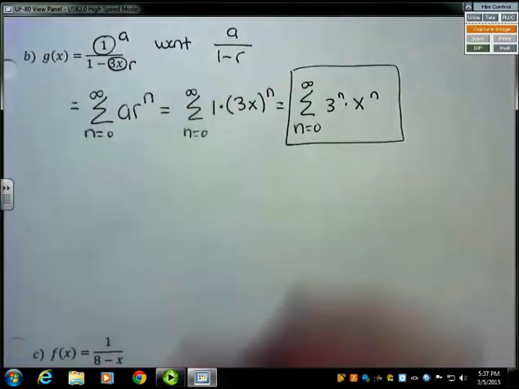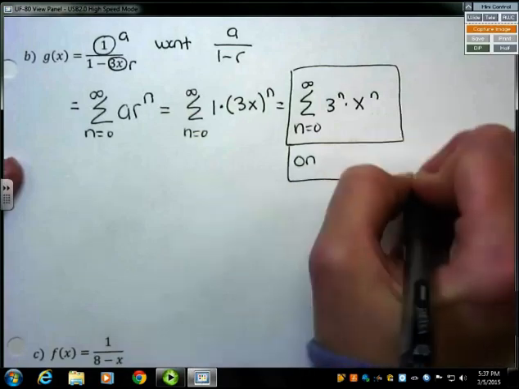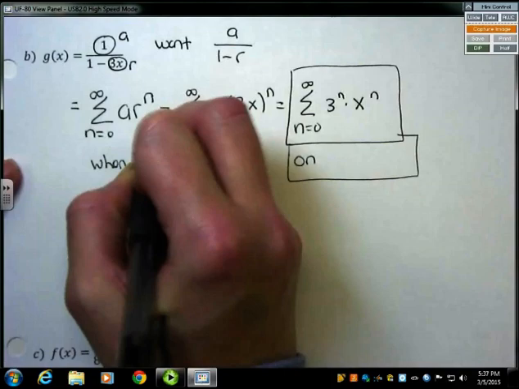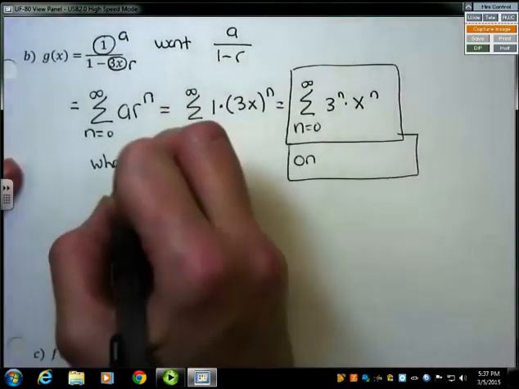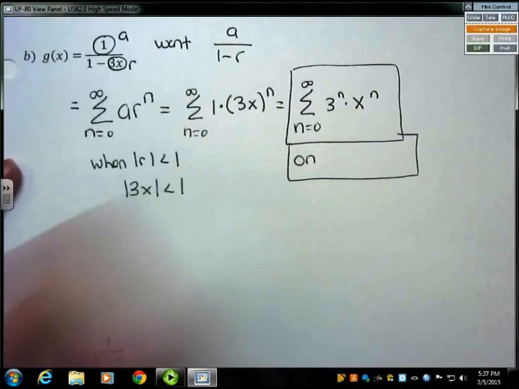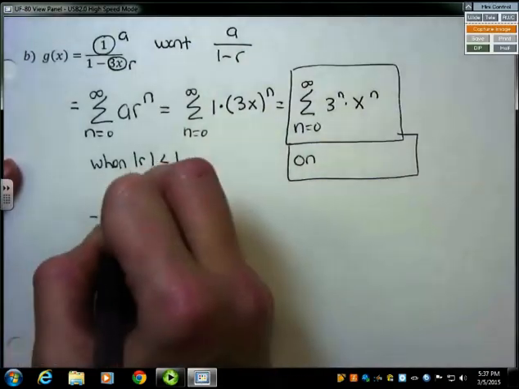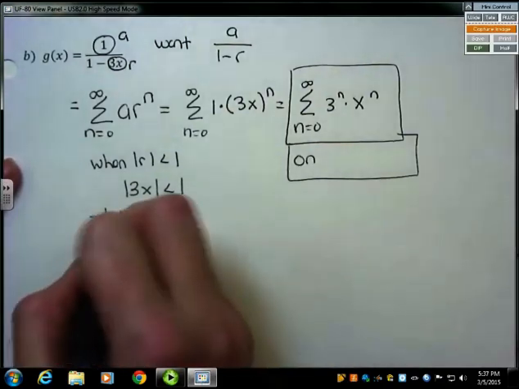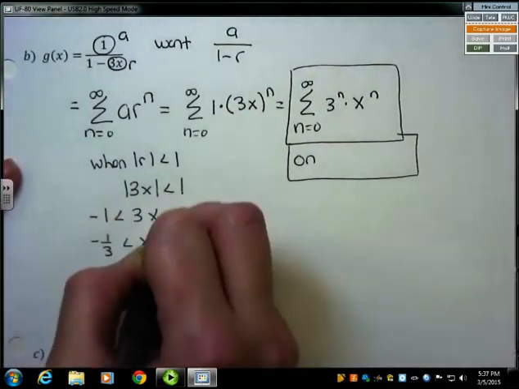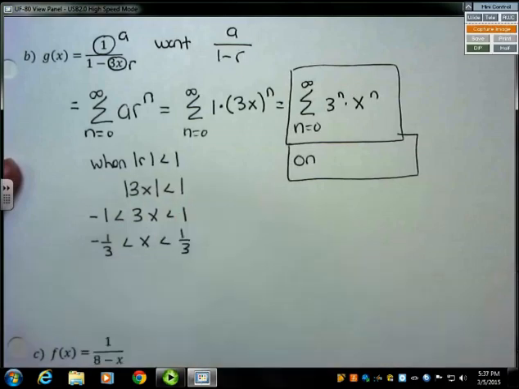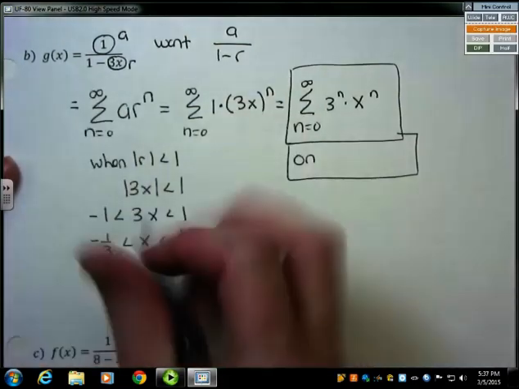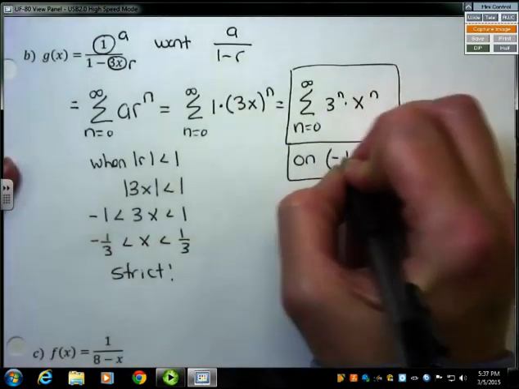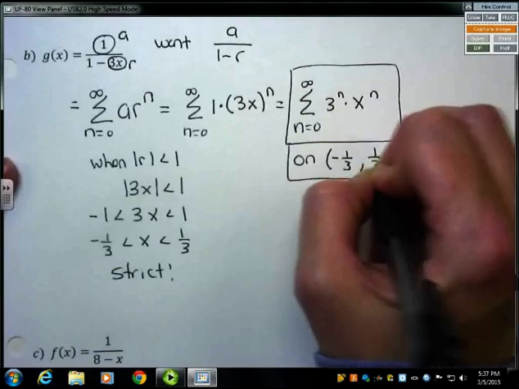Now, when is this good? I need to know, when does this relationship hold? Well, it holds when the absolute value of r is less than 1, meaning the absolute value of 3x is less than 1. So negative 1 is less than 3x is less than 1. Dividing every piece by 3, negative 1/3 is less than x is less than 1/3. Again, it's a geometric series, so it's going to be strict, meaning our interval is negative 1/3 up to 1/3, endpoints not included.